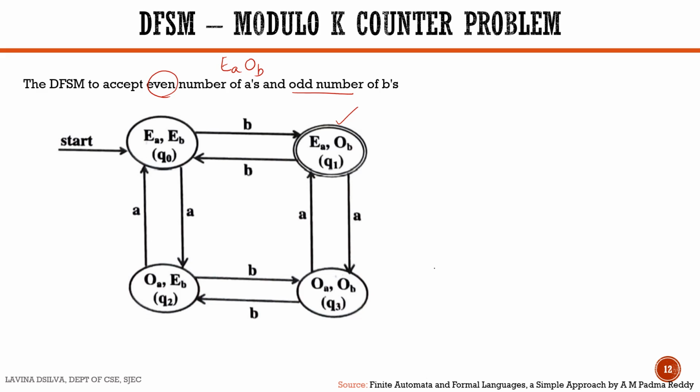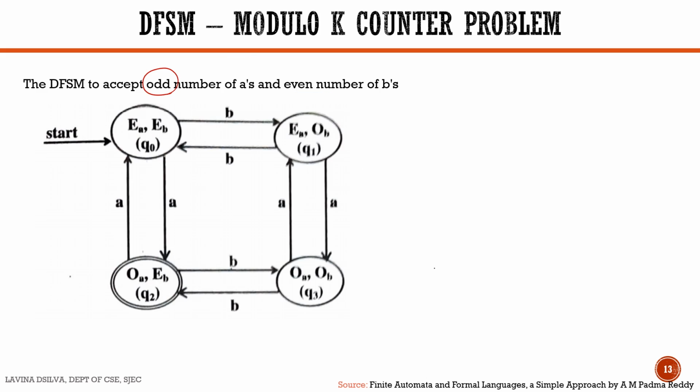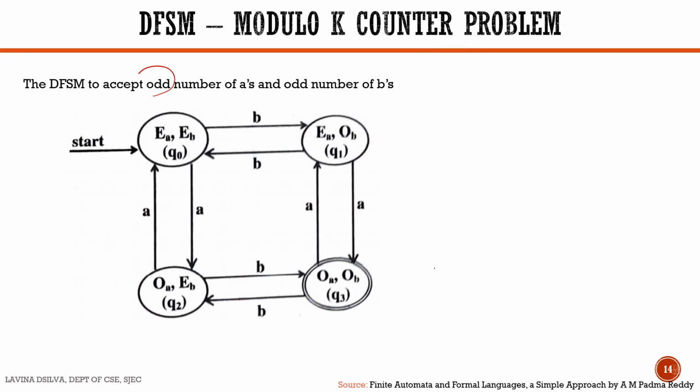Okay, this figure is a DFSM to accept even number of A's and odd number of B's. The only change is in the final state. Suppose we are talking about odd number of A's and even number of B's. This is the accepting state, OA and EB, that is Q2 state, which becomes your final state. And in the case of a DFSM to accept odd number of A's and odd number of B's, this is Q3 state. Therefore, Q3 state becomes the final state. So changes occur only in the final state representation, whereas state transitions remain the same.